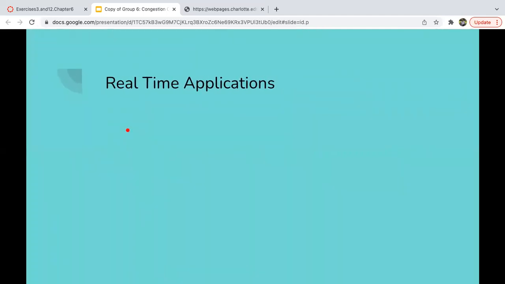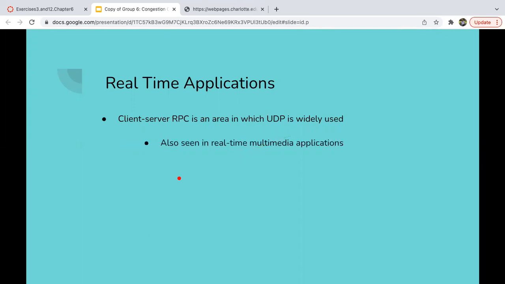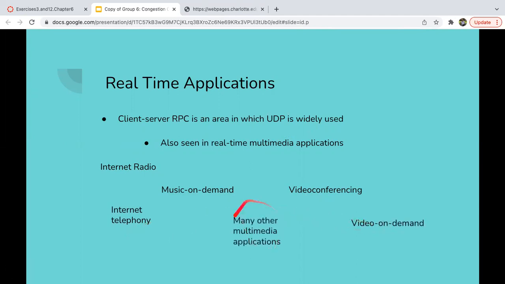I'm going to be talking about some real-time applications that you can use with this. So the client server RPC is an area in which the UDP is widely used. You can also see these in some real-time multimedia applications such as internet radio, music on demand, video conferencing, internet telephony, video on demand, and many other multimedia applications.